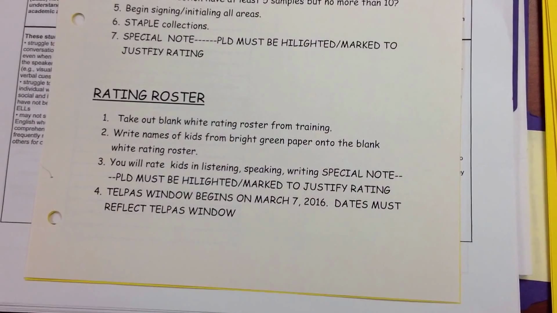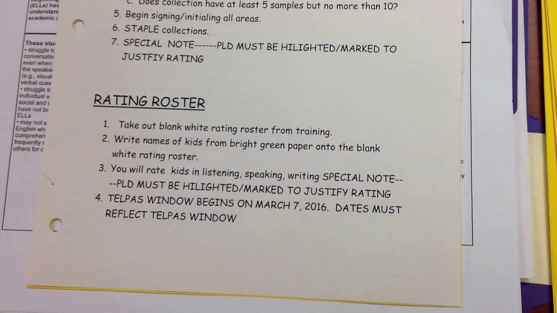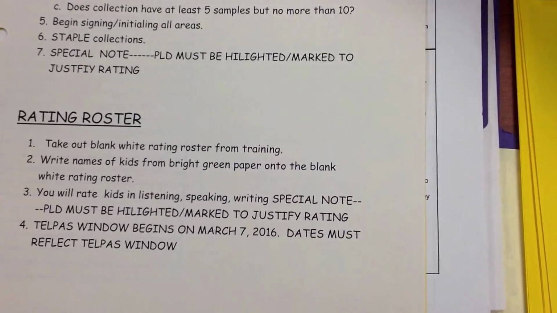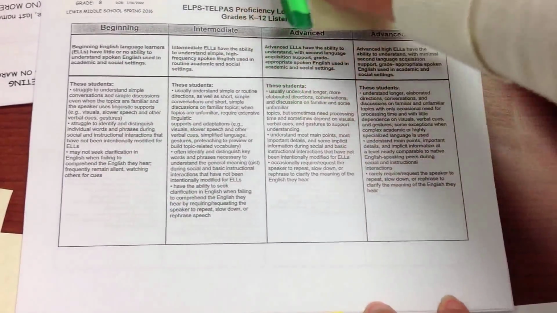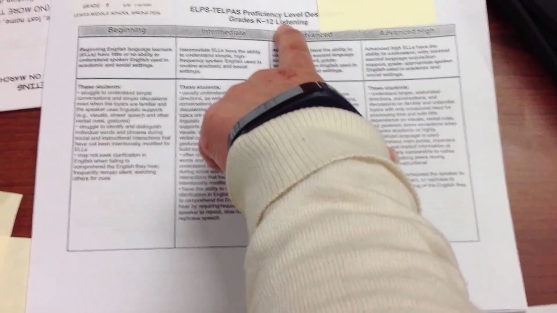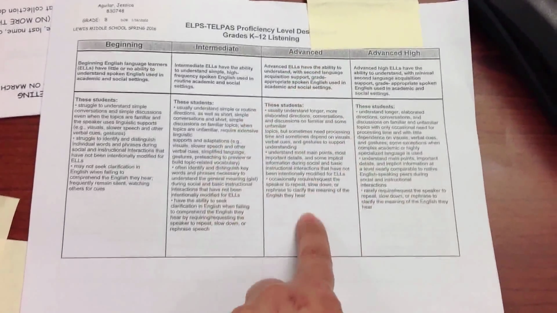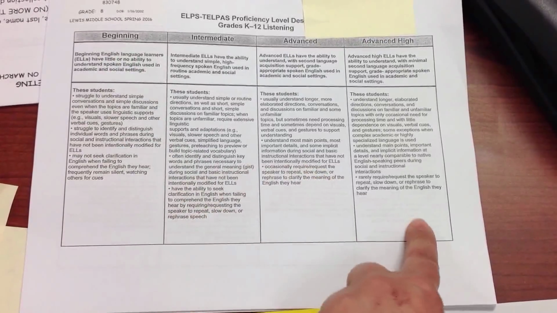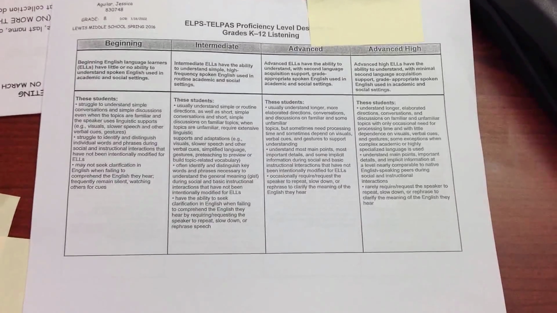Okay, so on to step 3. You will rate your kids in listening, speaking, writing. Special note, PLDs must be highlighted and marked to justify the rating. So for training purposes, you would highlight, based on your experiences in class, that he or she has certain tendencies that fall in the category of intermediate, advanced, or advanced high, or beginning level. And you are going to highlight your PLDs just like you would for the writing sample.